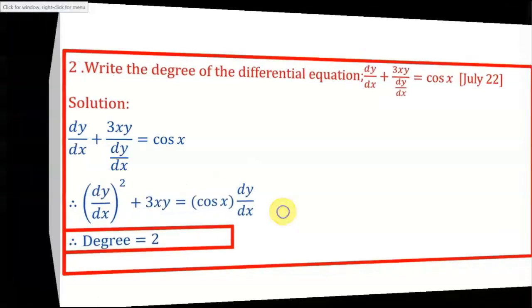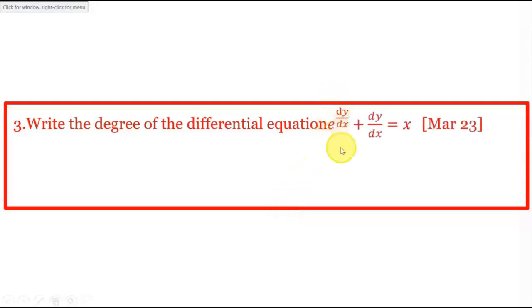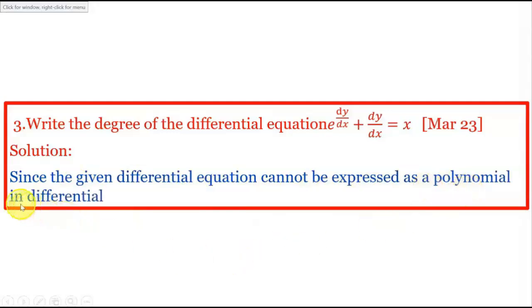Now, next question. Write the degree of the differential equation dy by e raised to dy/dx plus dy/dx is equal to x. This question was asked in the March 23 examination. Since the given differential equation cannot be expressed as a polynomial in differential coefficients, therefore the degree is not defined. Okay.